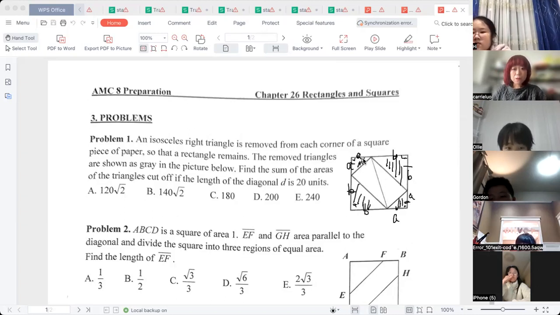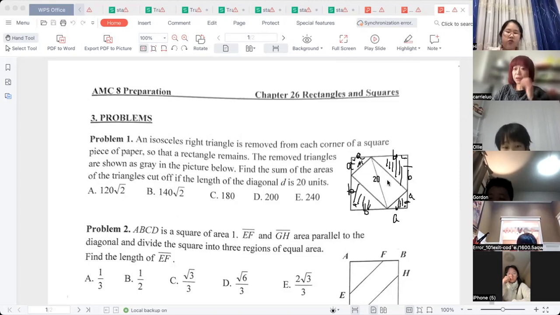So the question: the sum of the area of the triangles cut off, if the length of the diagonal D is 20 units. Okay, so everybody, let's take a look at this one. How do we do this? We want to know exactly what is the sum of the area of the triangles that have been cut off from the square, right? So first of all, we only know the diagonal of the square, right? So how do we do it?